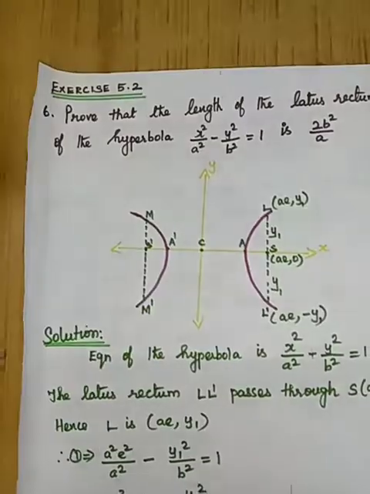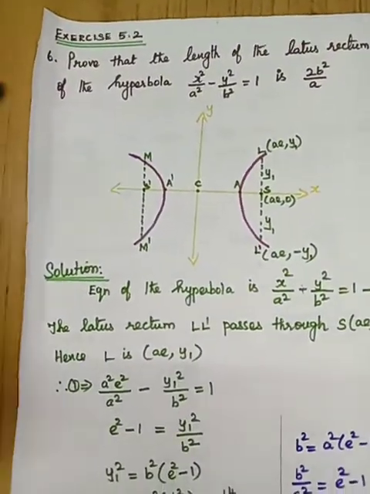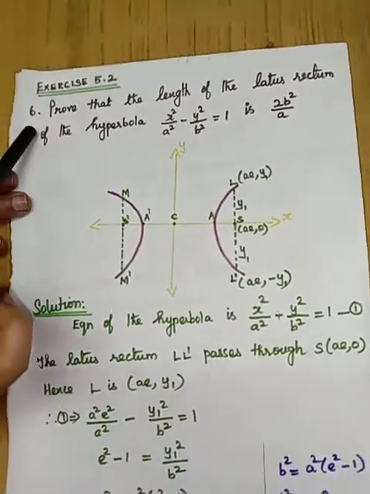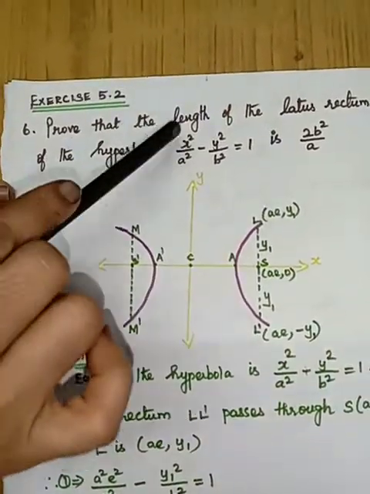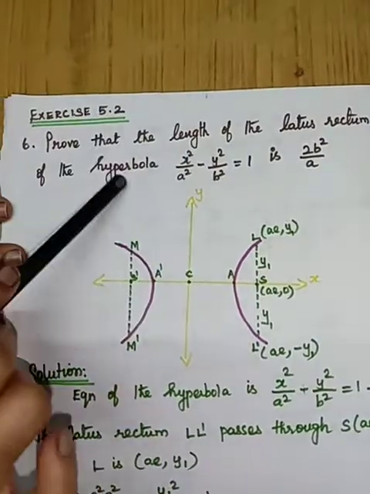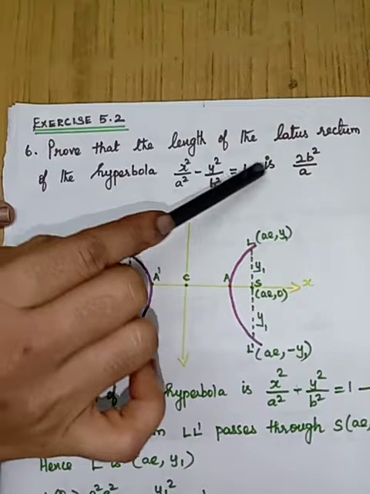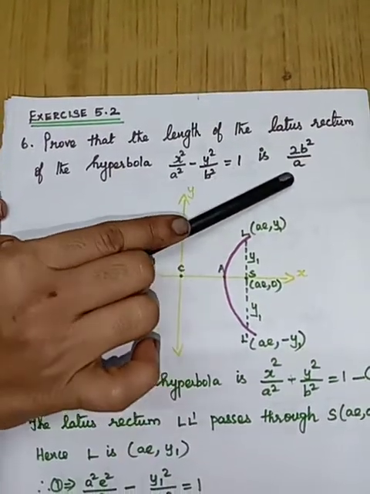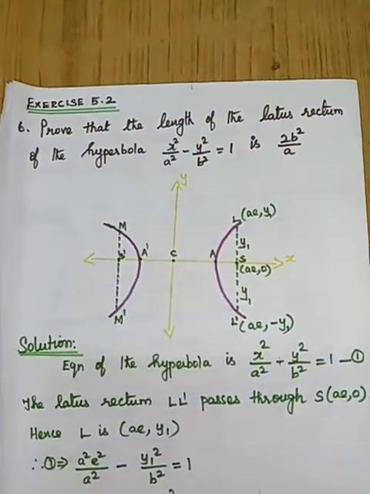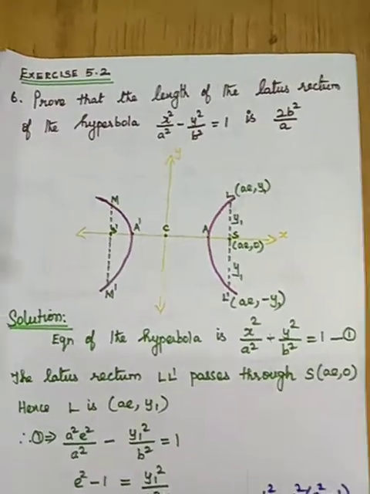Okay, so now we are moving to exercise 5.2, the sixth problem. Prove that the length of the latus rectum of the hyperbola x squared by a squared minus y squared by b squared is equal to 1 is 2b squared by a. So we have done it for ellipse already. Now we are moving to the hyperbola.